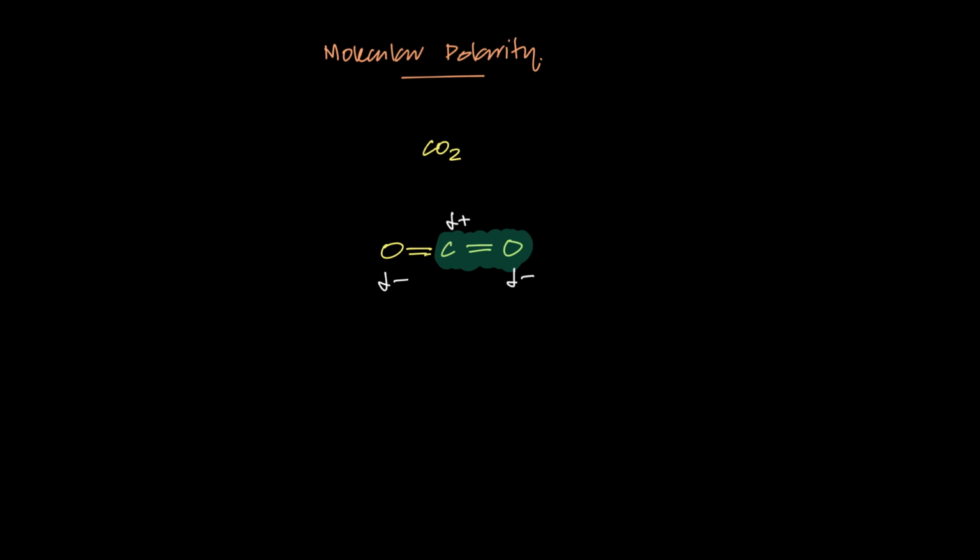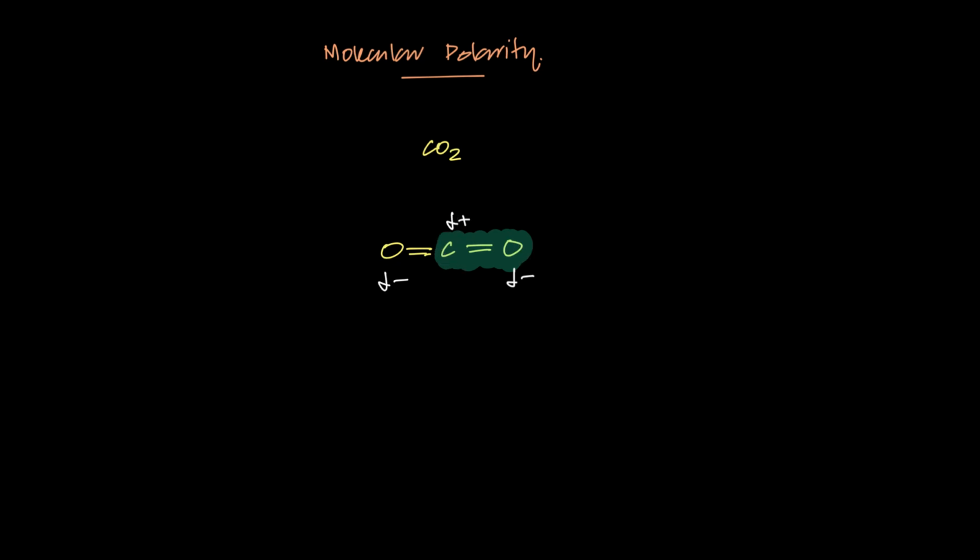It's O. And you might say, well, why not make this 2 plus? But remember, the delta plus and minus are not exactly charges. They are partial charges in terms of quality. So we don't talk about the actual magnitude of charge. We'll just say, between O and C, O is the negative one. Between C and O, O is the negative one. So the O's are the negative ones and C is the positive one.